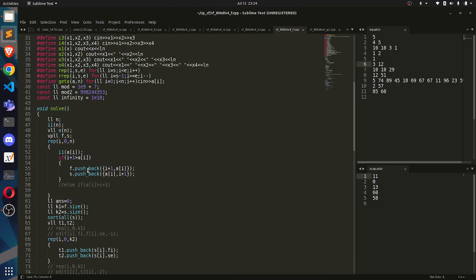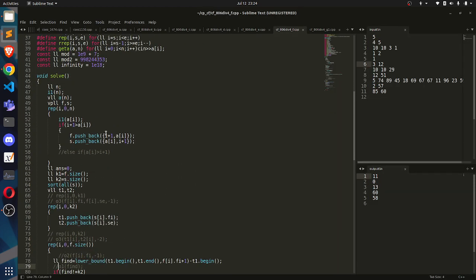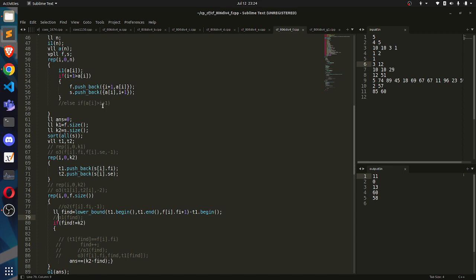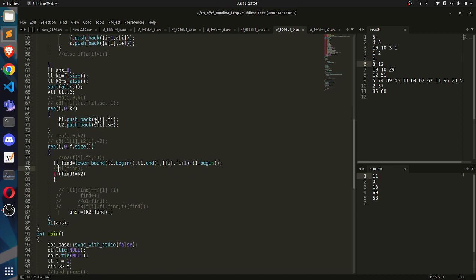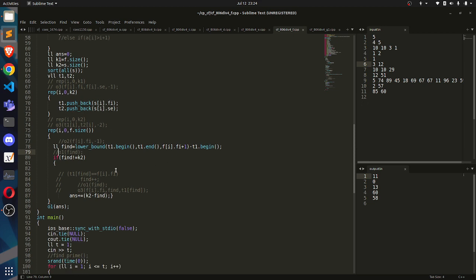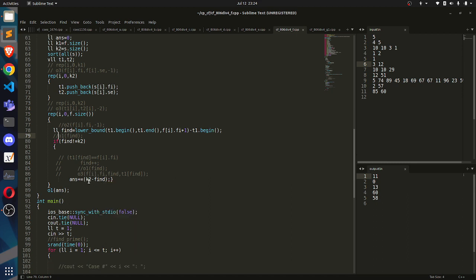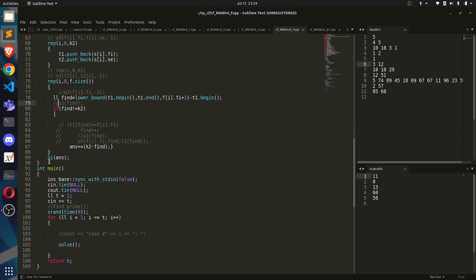So let me show you the code once. So what I'm doing is first inserting these two pairs of vectors, and then finding a lower bound. And if it is not the end, means if some element is found which is greater than the first element of pair plus 1 value, then I'm adding to the answer the total size of T1 minus the position at which I have got the lower bound, and then outputting the answer.